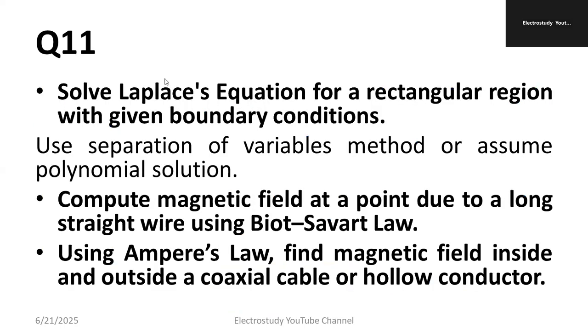There are a few more important numerical examples you can expect in the university examination. Surely, you will have options, but in each option, definitely one numerical example is included. Solve the Laplace equation for a rectangular region with the given boundary conditions. What you are supposed to do is use the separation of variables method or assume polynomial solutions. Another one is to compute the magnetic field at a point due to a long straight wire using the Biot-Savart law. It may be a circular or a long straight wire. It may also come in the form of a theoretical question.